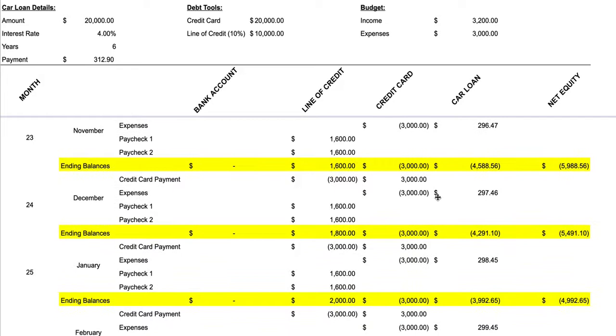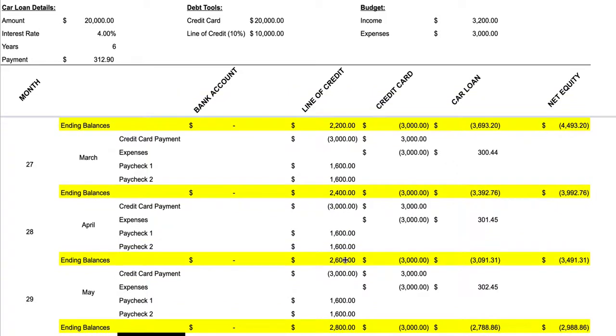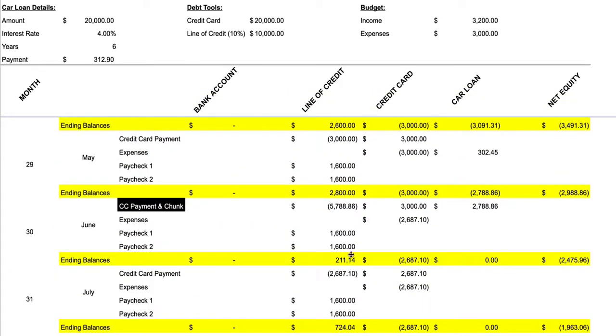So every month your net equity is increasing. The negative amount is decreasing, so it's actually increasing, right? Building back up. Keep your eye on this. 2,200, 2,400, 2,600, 2,800, and then right here is where, even though it didn't build back up the $3,000, even though it didn't get back up to $3,000, we're gonna make that chunk right here.